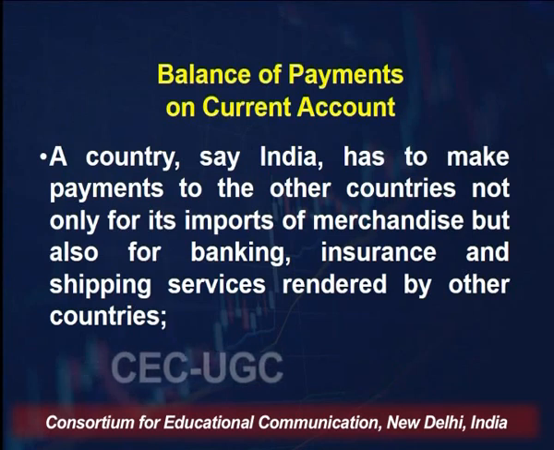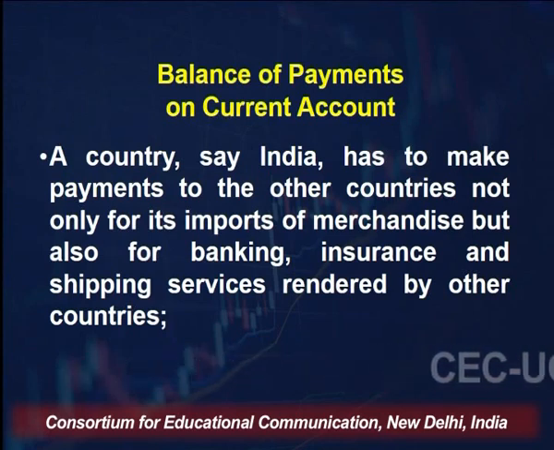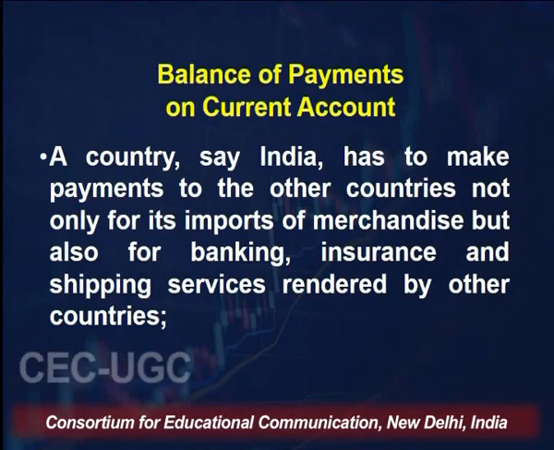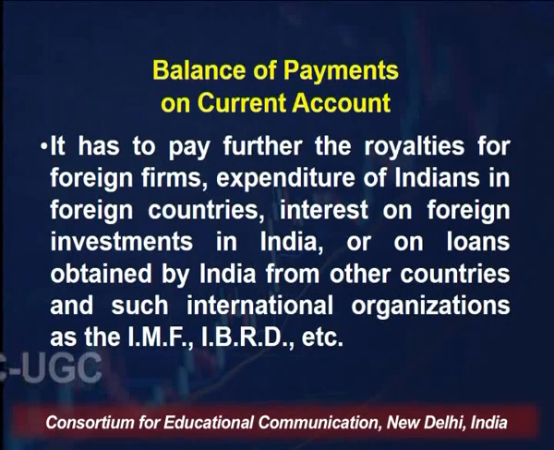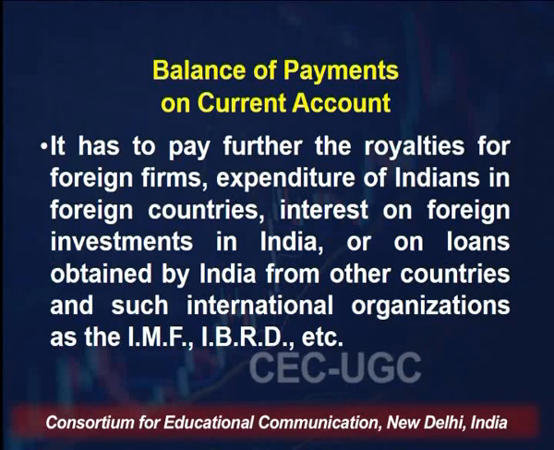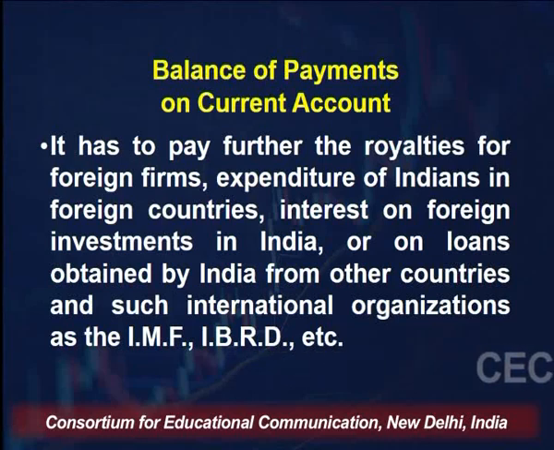Balance of payment is more comprehensive in scope than the balance of trade that we have already discussed, and it includes not only imports and exports of goods, which are visible items, but also such invisible items as shipping, banking, insurance, tourism, interest on investment, gifts, etc. Now a country like India has to make payments to other countries not only for its imports of merchandise but also for banking, insurance and shipping services rendered by other countries, and it has to pay further the royalties for foreign firms, expenditure of Indians in foreign countries, interest on foreign investment in India or on loans obtained by India from other countries and such international organizations as the IMF, IBRD, etc.